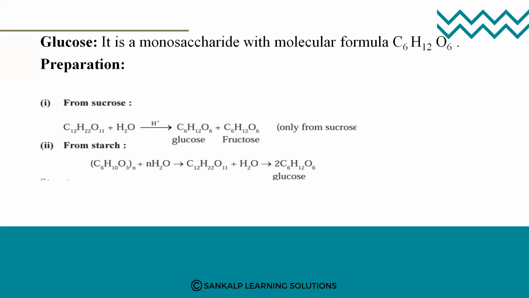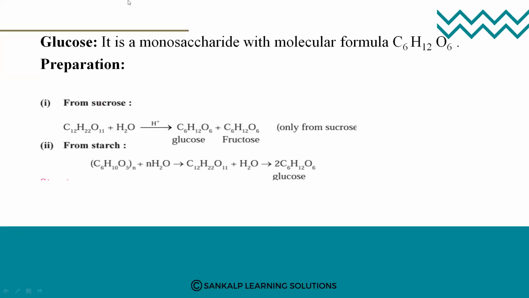It is a monosaccharide with the molecular formula C6H12O6. What is the molecular formula of glucose? It is C6H12O6. Monosaccharide means it consists of only a single unit of sugar. Mono, right? We have seen this.